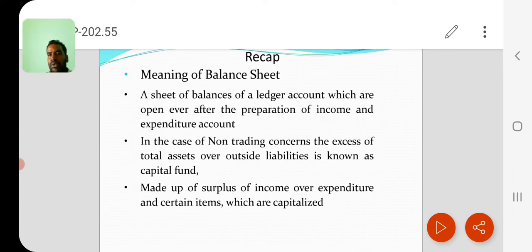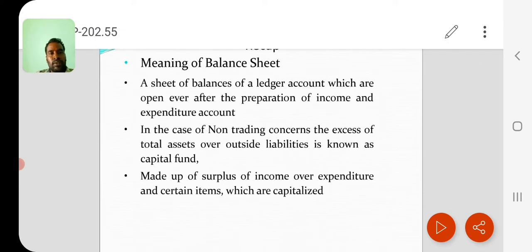First of all, we have to prepare the receipts and payments account. Later on, prepare income and expenditure, and later on, balance sheet. The balance sheet is third one. First one is receipts and payments account. The second one is income and expenditure account.